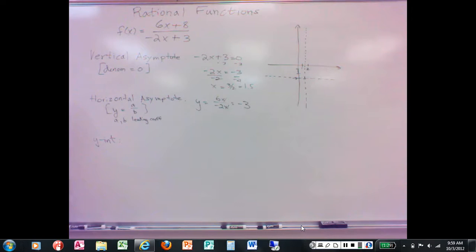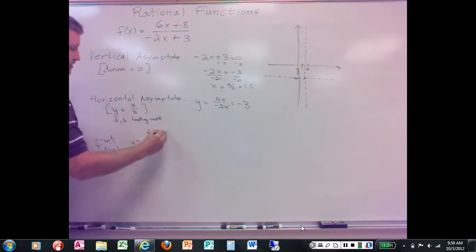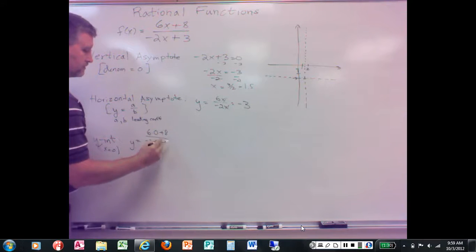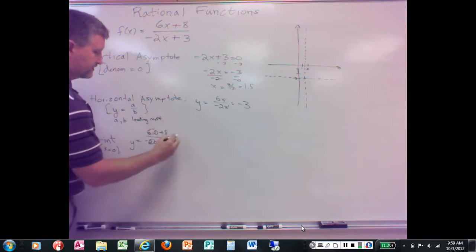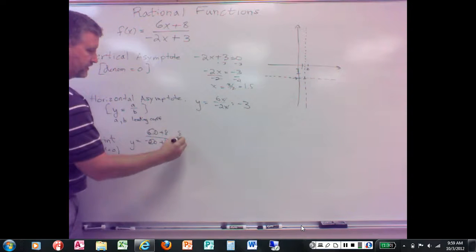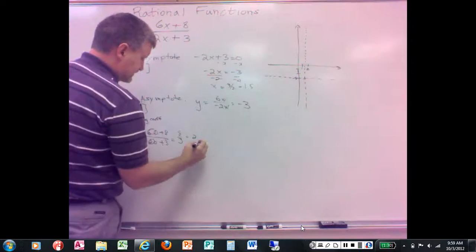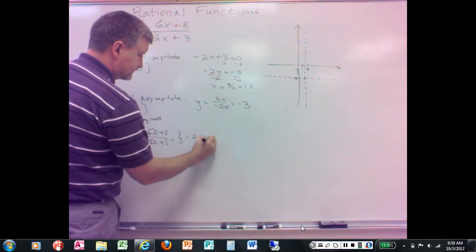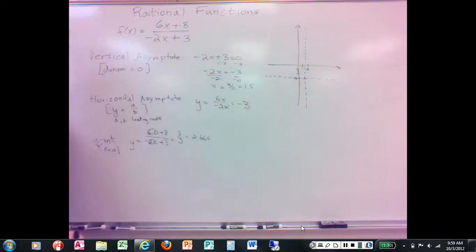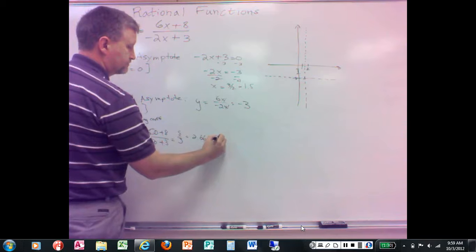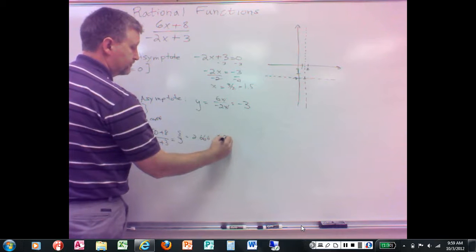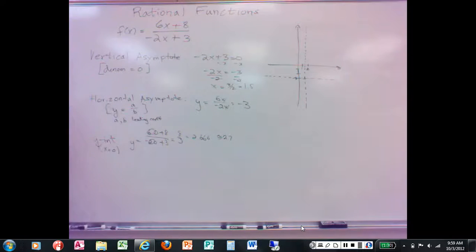Set x to 0. That gives me y equals, with x at 0, 6 times 0 is 0, so that gives me 8 over 3. If you divide 8 by 3, you get 2.6666, so approximately 2.7.